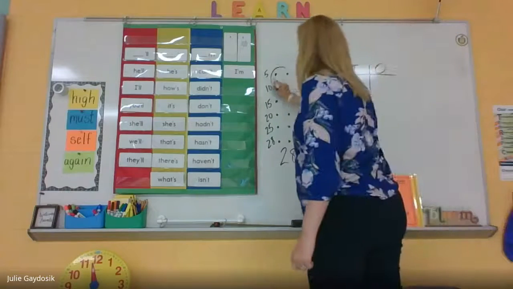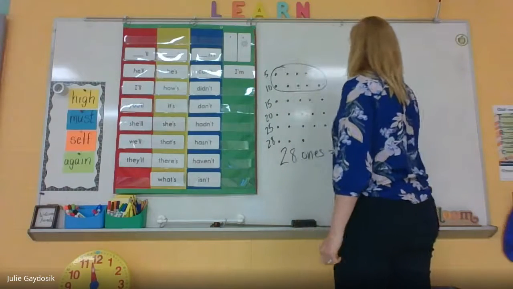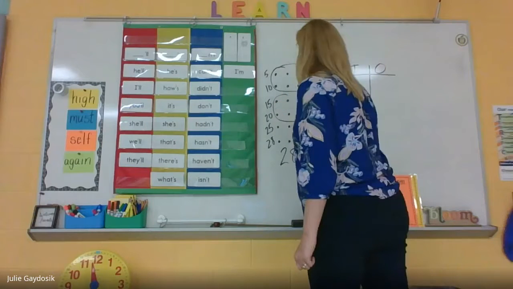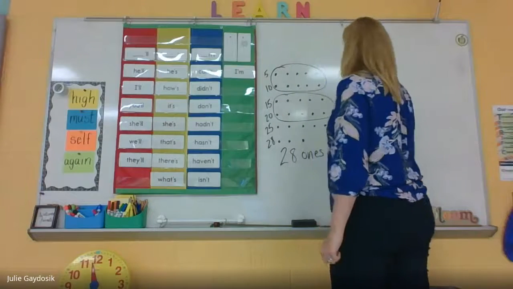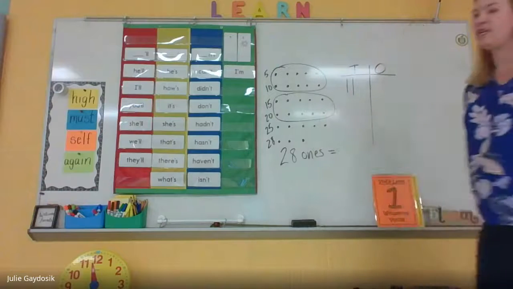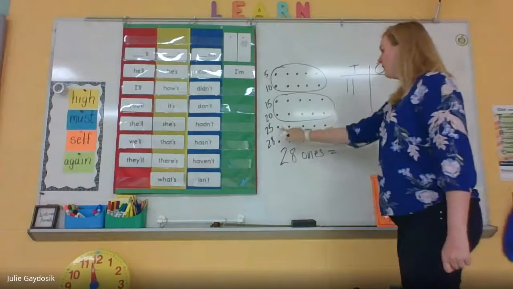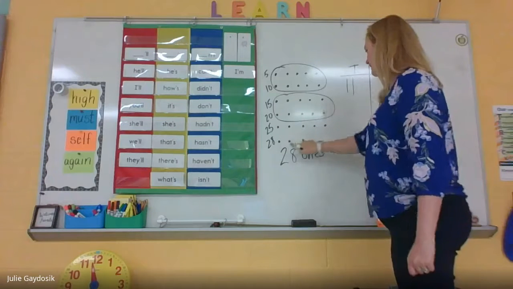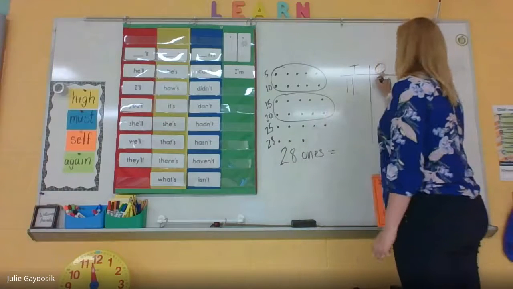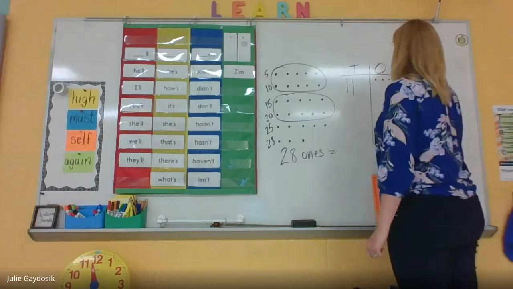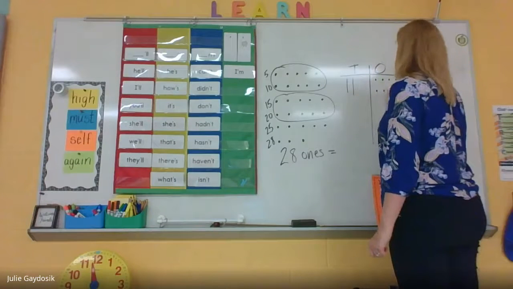And I see I have a 10 here, 1 ten. I have a 10 here, 2 tens. Now, do I have a 10 here? No, I don't. I have 1, 2, 3, 4, 5, 6, 7, 8 ones left over. So I'm going to draw those in the ones spot, not tens.